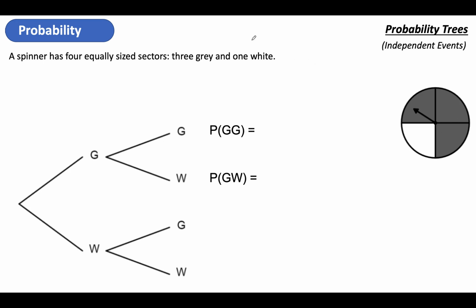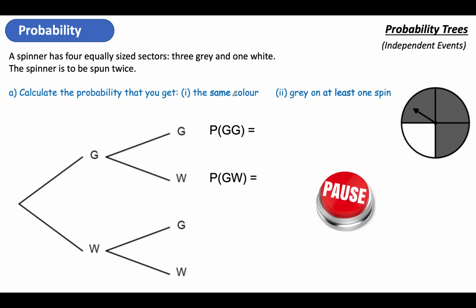There it is. The spinner's going to be spun twice. There's the probability tree. Calculate the probability that we get either the same colour or grey on at least 1 spin. Think about what that means. Off you go. Pause the video.